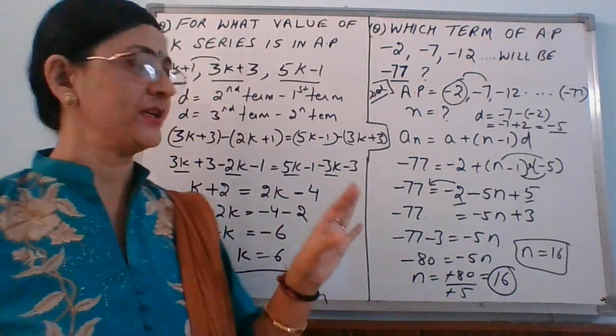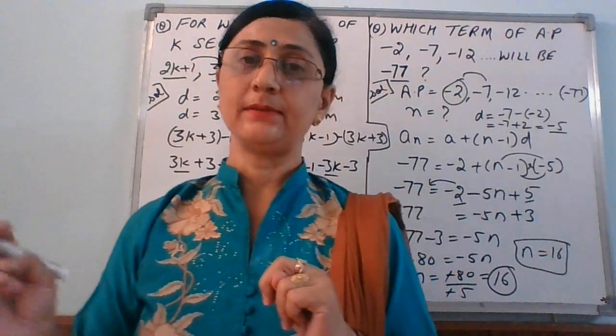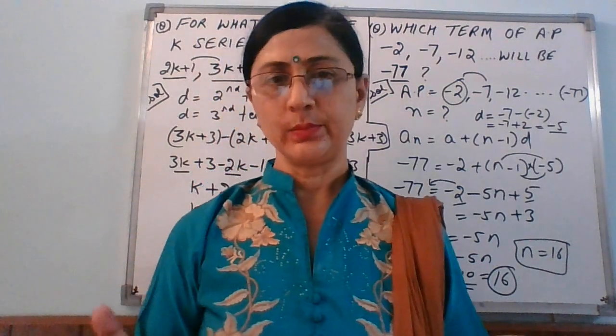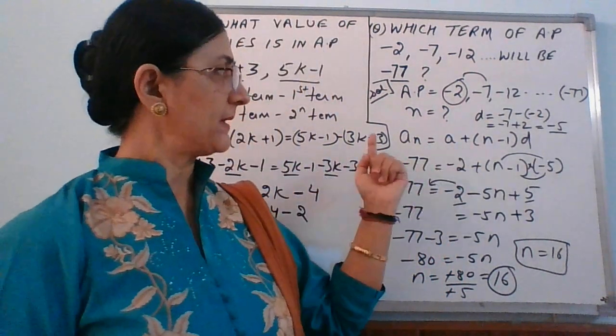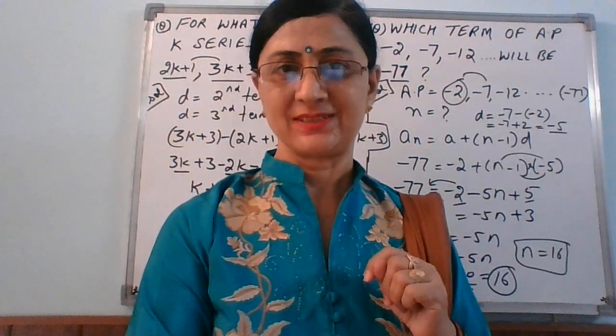So these were the questions of this formula, an, the last term. an is equal to a plus (n minus 1)d. There are other questions also, right? In which you will apply this same formula, sometimes d is given, sometimes something else. So we will do other questions.